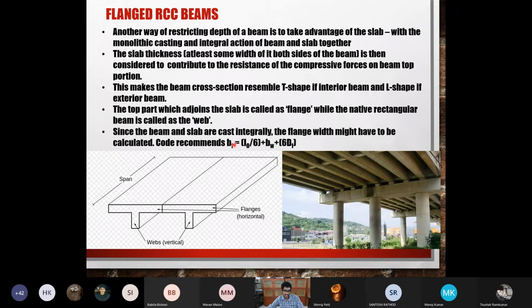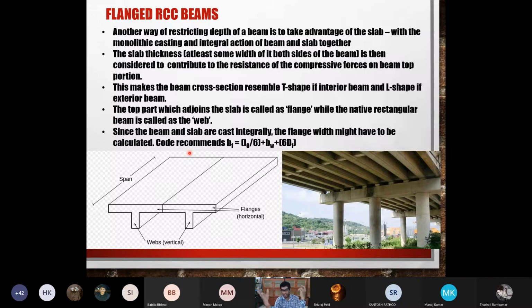So there's a formula for that saying the width of the flange is given by L0 by 6, where L0 is the length of the beam, BW is the width of the web and DF is the depth of the flange, rather the thickness of the slab. So there are two cases that you can get. One is somebody may tell you there's a T beam having a flange width this much, and this much web height, flange thickness, web width and all those things somebody may give to you.